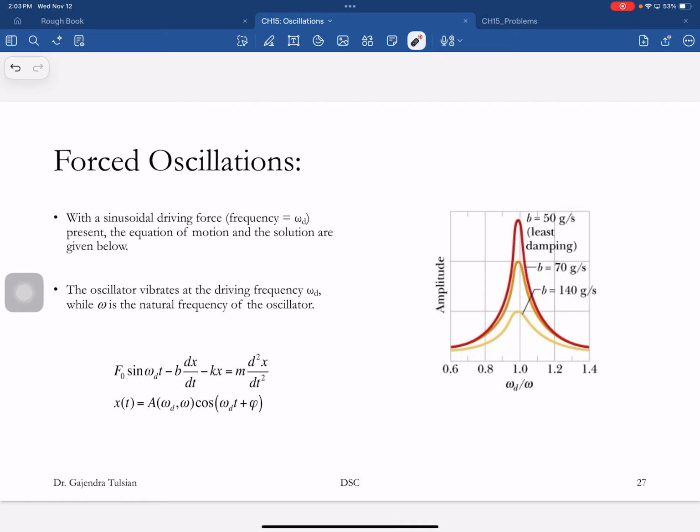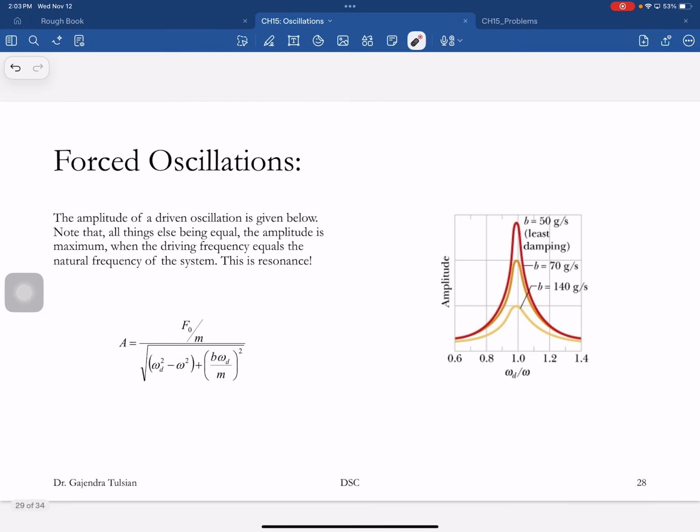We'll give you an expression for this. All right, so here's the amplitude. Here's the amplitude as a function of the driving frequency and the frequency of oscillation of the system. It is equal to, here's the amplitude of the driving force, there's the mass of the system, here's the driving frequency, here's the natural frequency. What is B? Yeah, so the friction coefficient, here's the driving frequency, and so on.